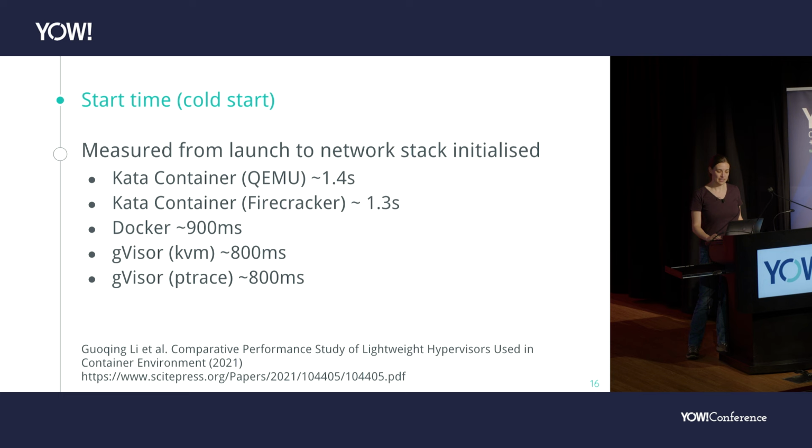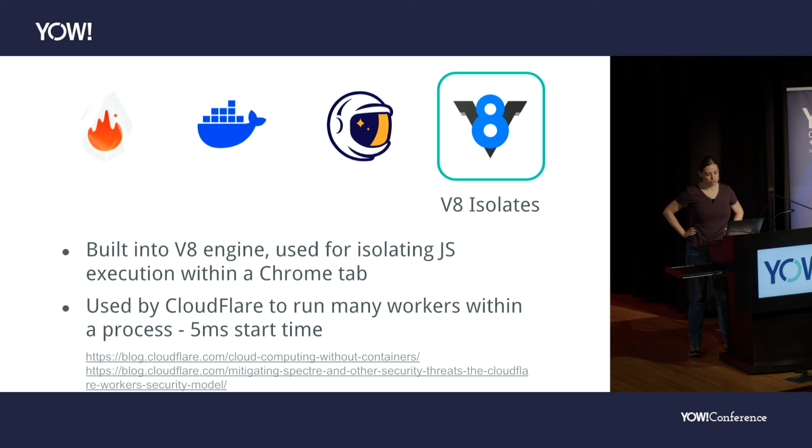On top of that, running a virtual machine takes a bunch of memory. Running containers means a lot of processes if you have a lot of them, and you have problems with context switching between processes. There's a lot of extra overhead to running virtual machines and to running separate processes. If we could safely run untrusted code within the same process as something that has permissions, then we could do this much, much cheaper. And someone has done this. Cloudflare uses V8 isolates to run many, many edge workers in the same process. And this gives them a 5 millisecond startup time.